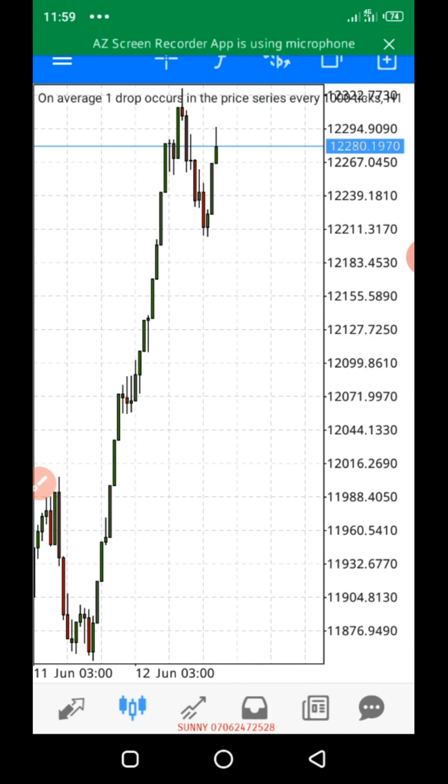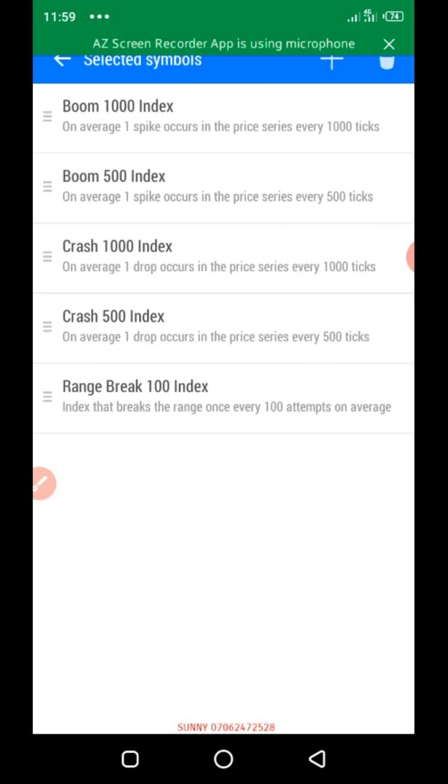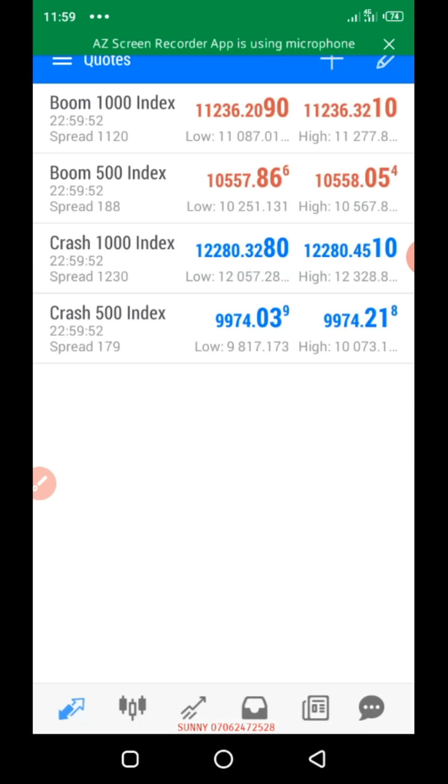I'm going to teach you a strategy I normally use to trade Boom and Crash. It's very straightforward and simple. Now, let me remove this chart that I'm not using, this range break. I'm going to teach that later. Now we only have Boom and Crash.